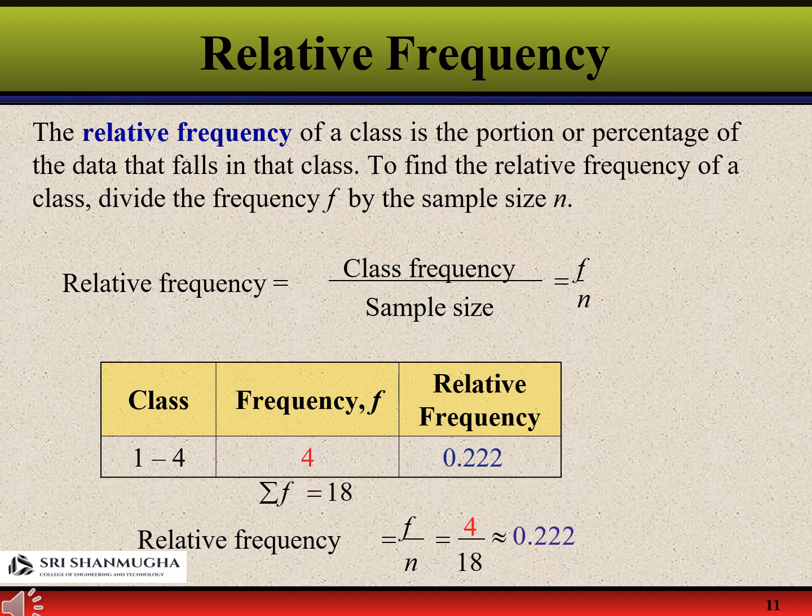Let me see the example. In our example we already discussed, the class range is 1 to 4. In this range we have frequency 4. Now we need to calculate the relative frequency. We assume that we have 18 data and our sample size is 18. So our frequency is 4 divided by 18. What is the portion or percentage of data that falls in that class? It is 4 divided by 18. We are getting 0.222, or 22.2%.